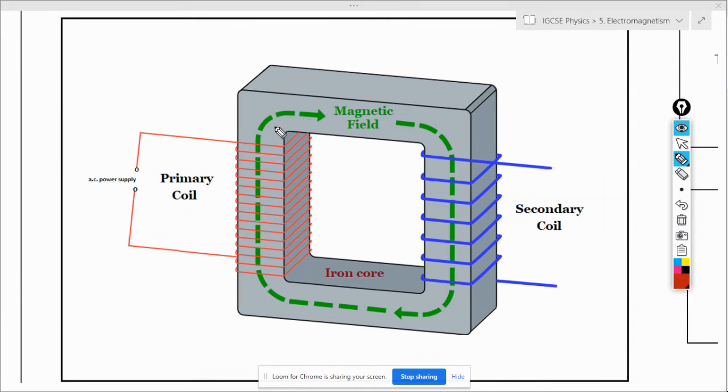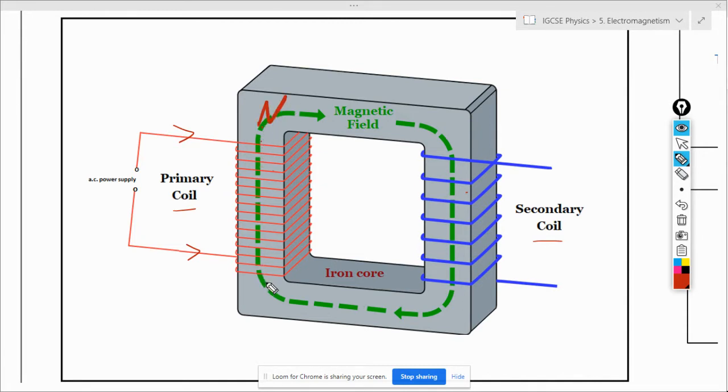And one thing I just want to point out, this iron core in the middle does not connect this coil to this coil electrically. There's no electrical connection between the two coils. The only thing that connects the primary coil to the secondary coil is a magnetic field. Remember, anytime you have a current moving through a coil of wire like this, it behaves as if it's a bar magnet.